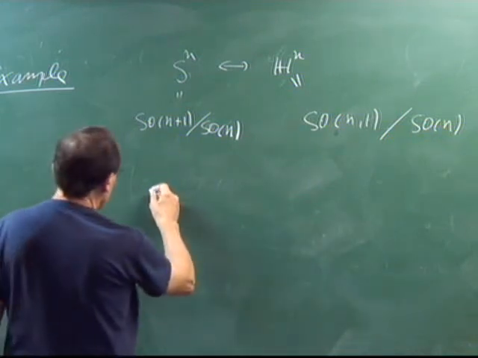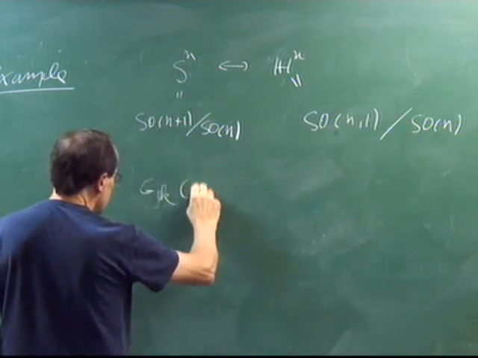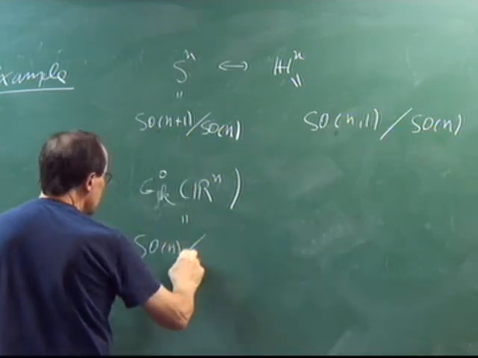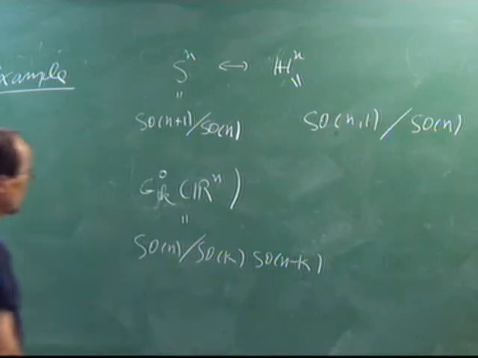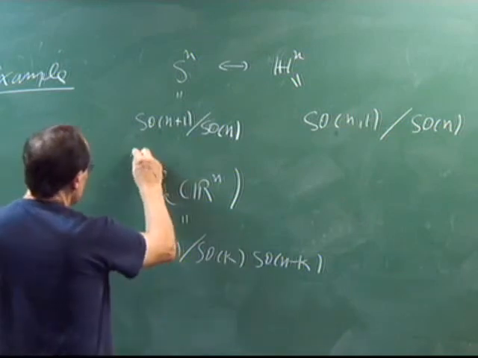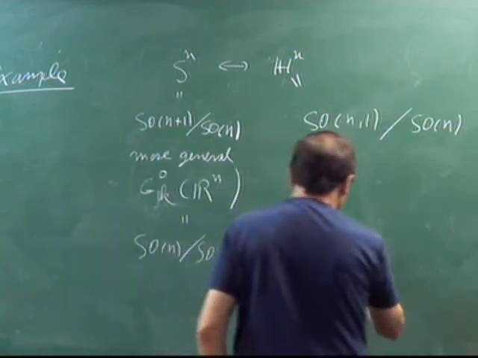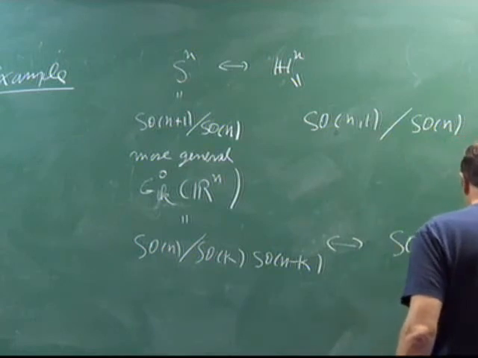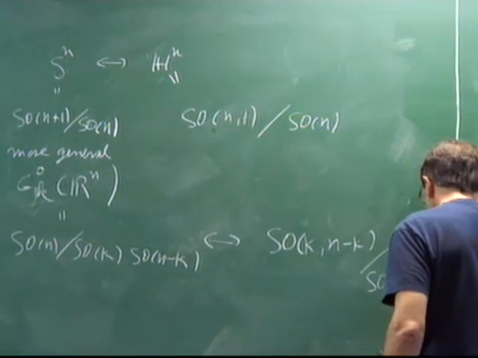More generally, I can look at the Grassmannians here. So what are k-planes in R^n, I think we wrote it. Let's look at oriented ones. This was SO(n) divided by SO(k) times SO(n-k). Of course, this is a special case when k is equal to 1. So more generally, the dual of that is supposed to be SO(k, n-k) divided by SO(k) times SO(n-k).